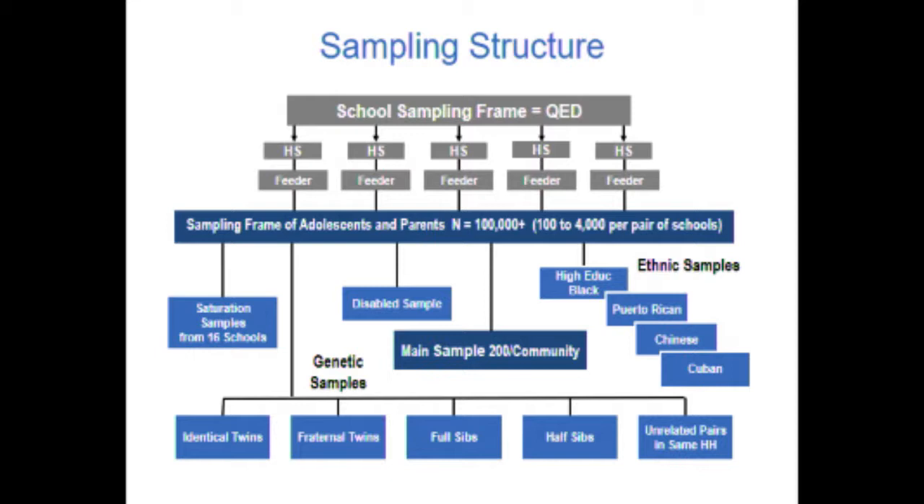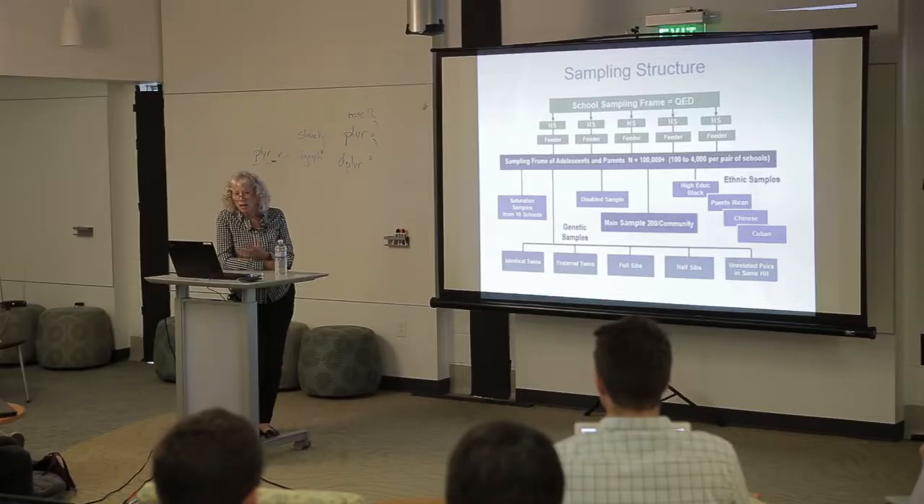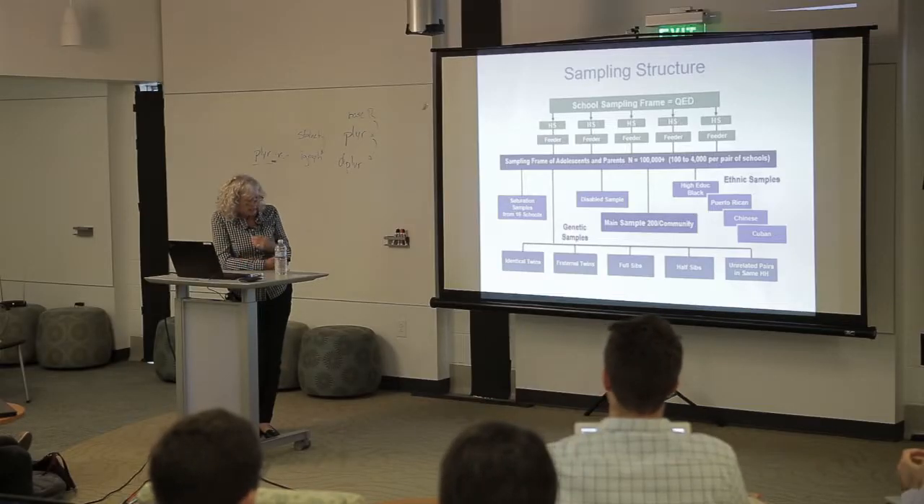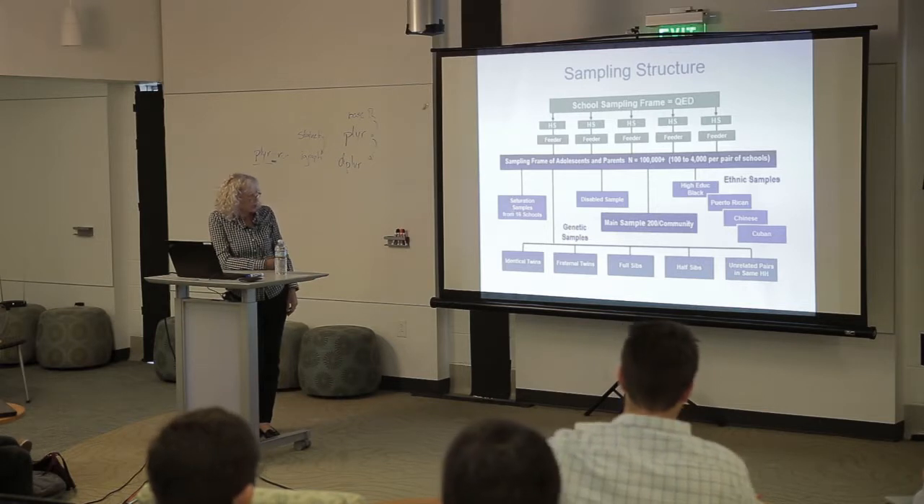And then these are our genetic samples, where we oversampled identical twins and fraternal twins. Full sibs actually occur in large numbers in the population, but we oversampled half sibs. And then we also oversampled adolescents who lived in the same household but had no genetic resemblance. So these are foster kids and adopted kids. And then we have our saturated samples.